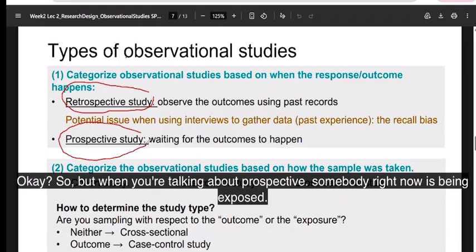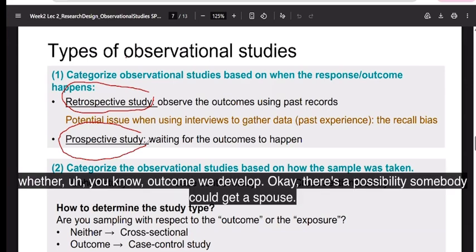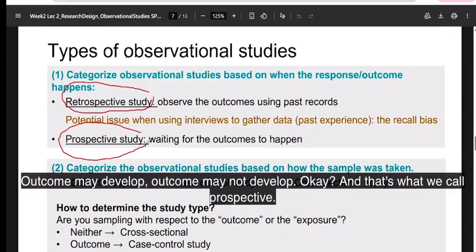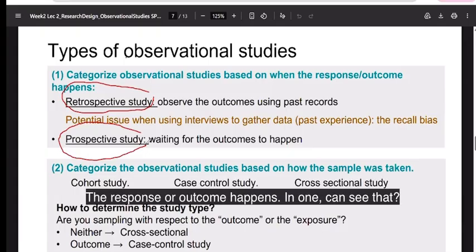Okay, but when you talk about prospective, somebody right now is being exposed to one of the risk factors, and I'm actually going to wait to see whether the outcome will develop. There's possibility somebody could get exposed. Outcome may develop, outcome may not develop. That's what we call prospective. So retrospective and prospective fall under observational study that is based on when the response or outcome happens.